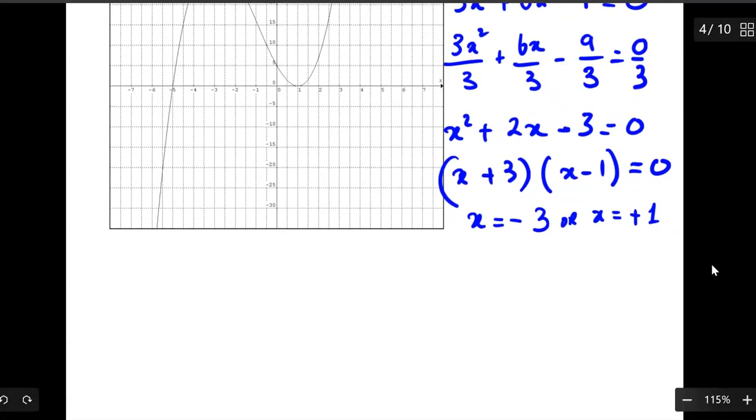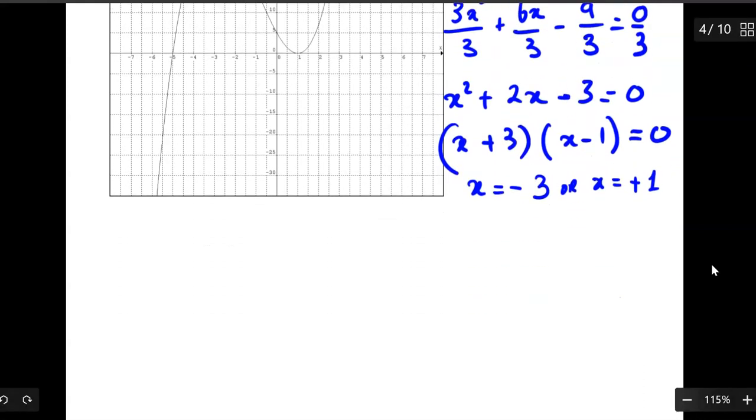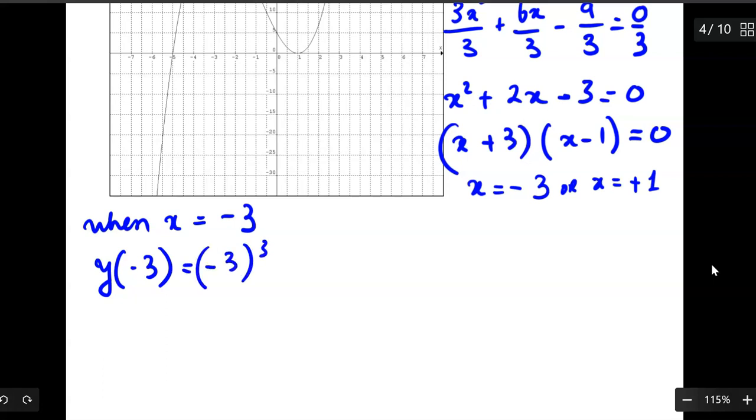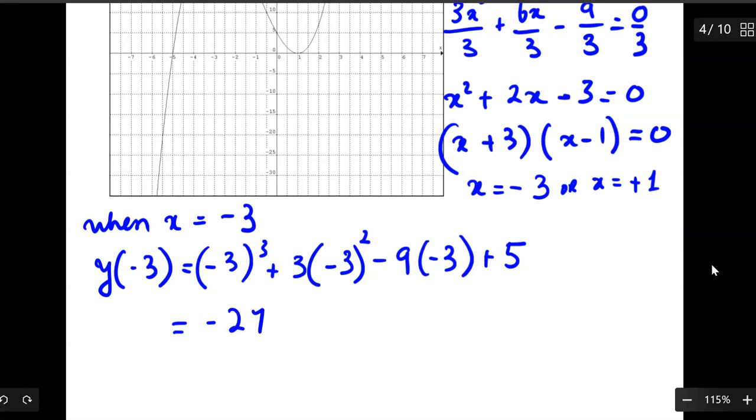Then you can put it into your original equation to figure out your corresponding value for y. So when x equal to -3, I should have y of -3 equal to -3 all of it to the exponent 3 plus 3 times -3 squared, 9, -3 plus 5. Okay, so I should have -27 plus 27 plus 27 plus 5. So in this case, I should have this equal to 32.